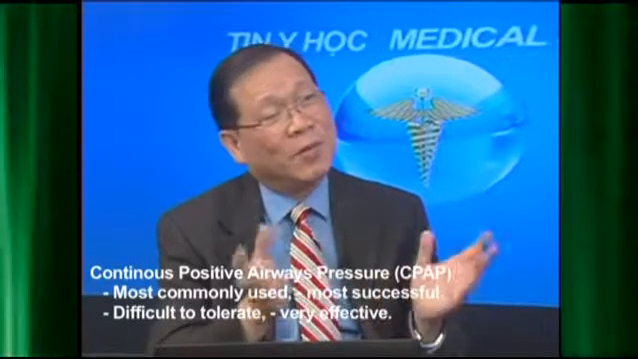Usually we measure how much pressure we have to use, either 8 centimeters of water pressure or up to 12, depending on how much obstruction is in the airway. The pressure will be increased to help the patient overcome the obstruction during sleep. Most people do well with CPAP, but some people cannot tolerate the machine. They cannot tolerate the mask on their face, and they don't like it because they cannot travel. They have to sleep at home most of the time. So it's very effective, but sometimes people don't want to take it.